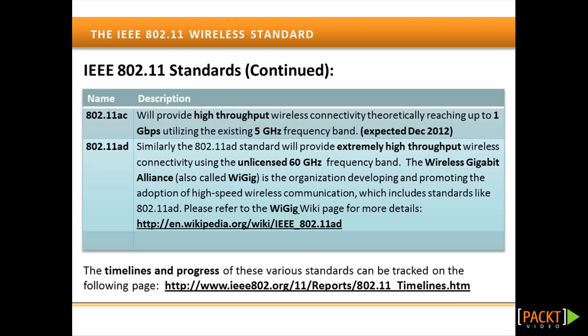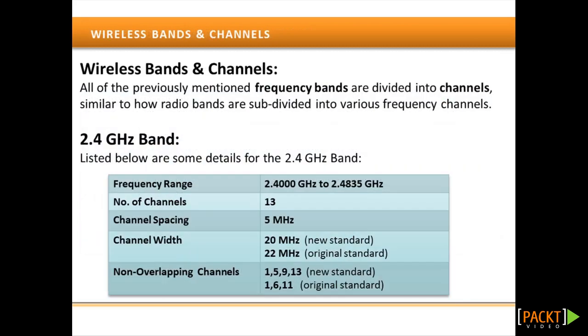The timelines and progress of these and other upcoming wireless standards can be tracked on the link displayed at the bottom of the screen. Now we are going to discuss the basics of wireless RF theory. Particularly, we are going to discuss wireless bands and channels. All of the previously mentioned frequency bands used by wireless standards are divided into channels, similar to how radio bands are subdivided into various frequency channels.